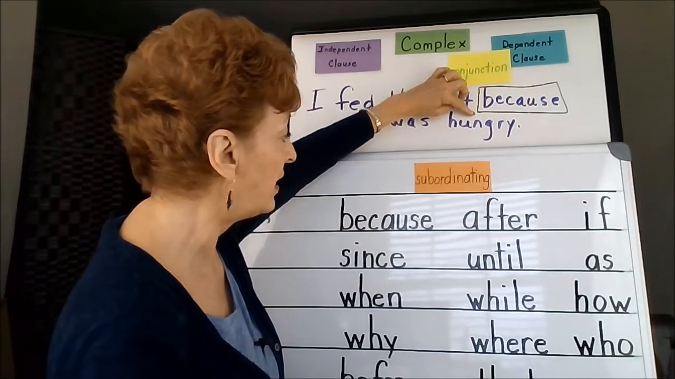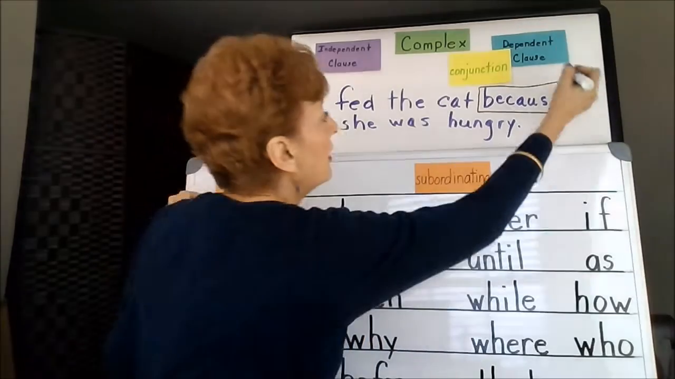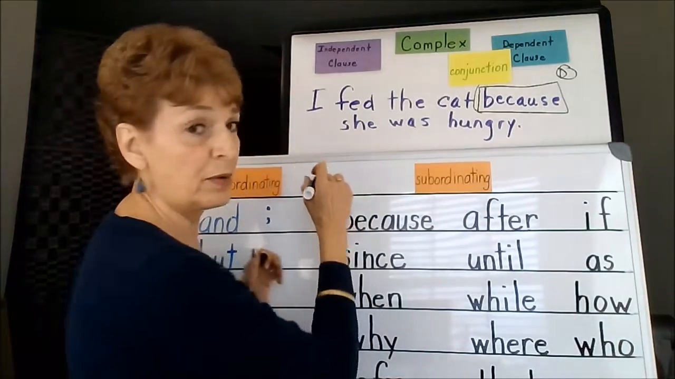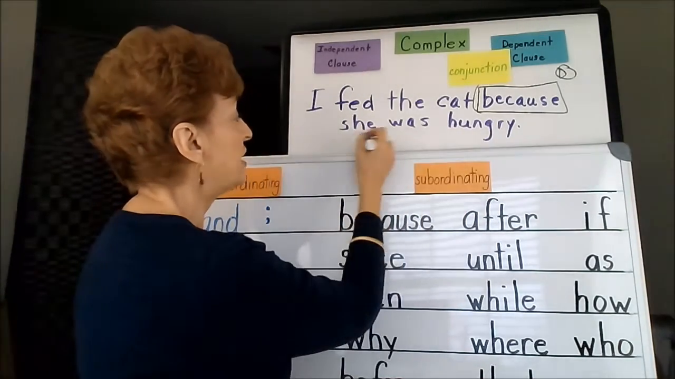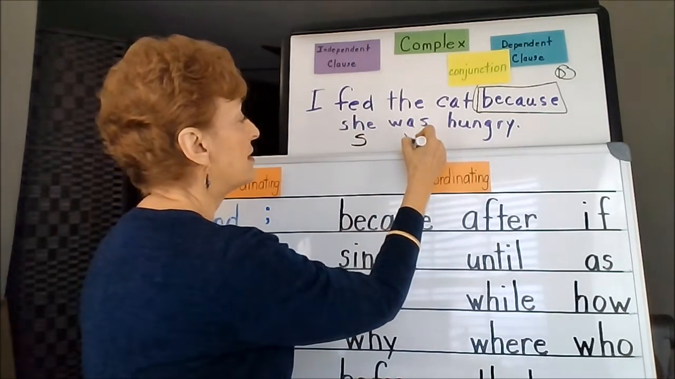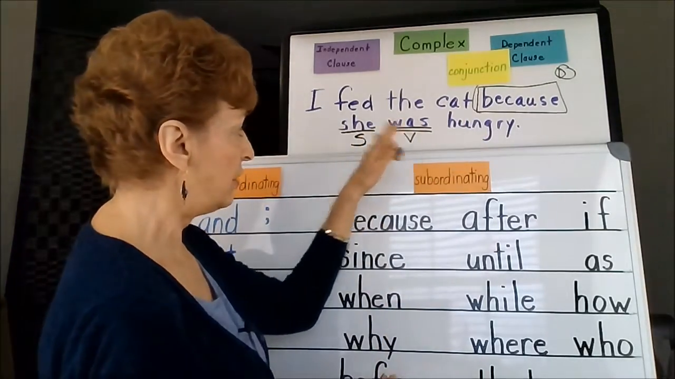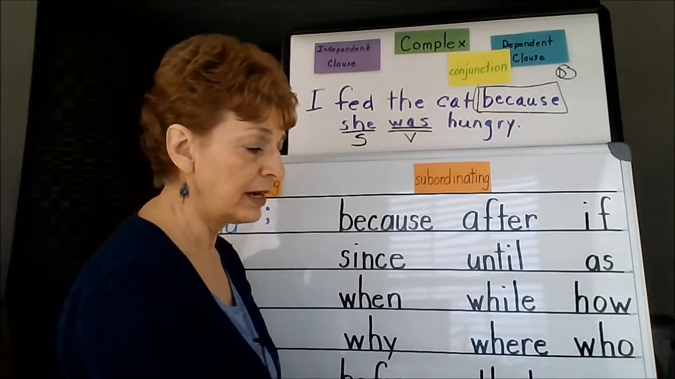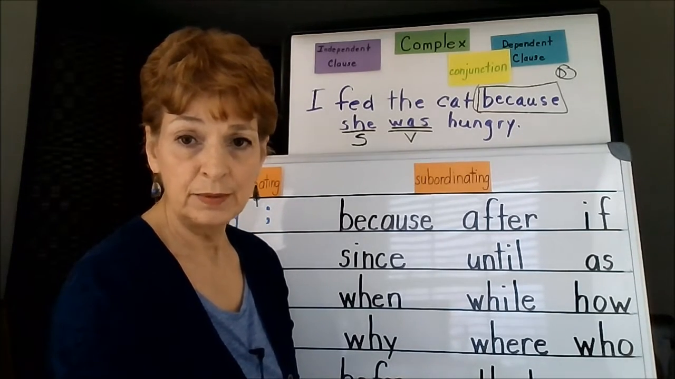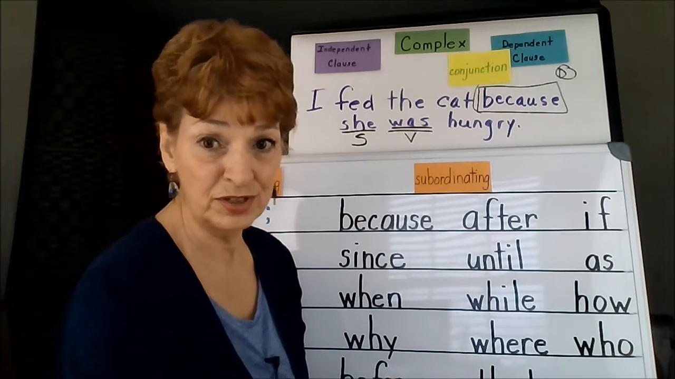As soon as you find the subordinating conjunction, you've located the dependent clause because it starts here. Because now we're looking for a subject and verb. She was hungry. She is a subject. Was is the verb. She was. Because she was hungry. If I only said that by itself, because she was hungry, you would say, what about it? Did you lose your train of thought?